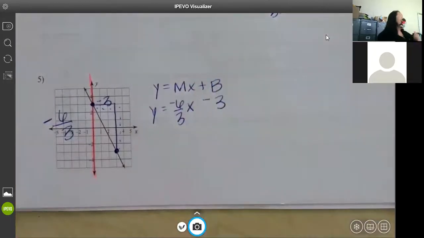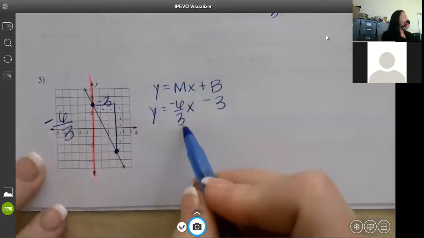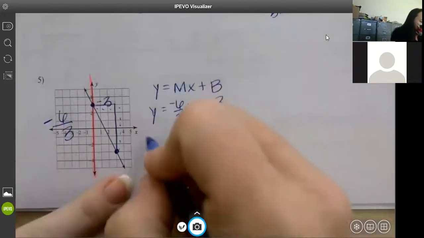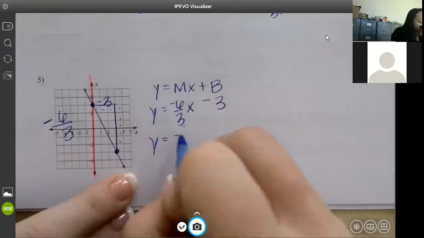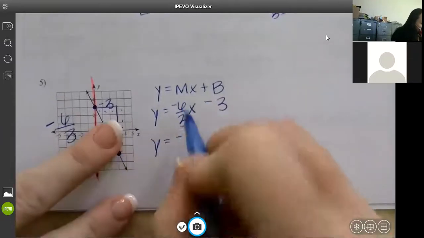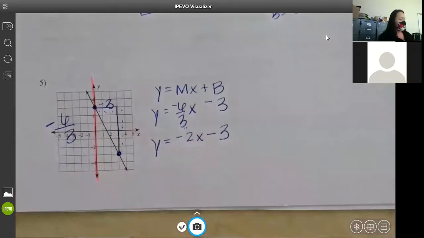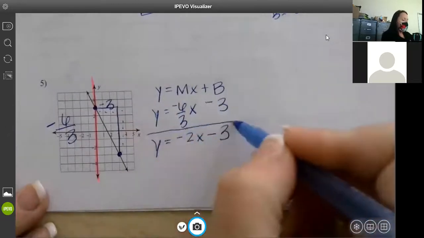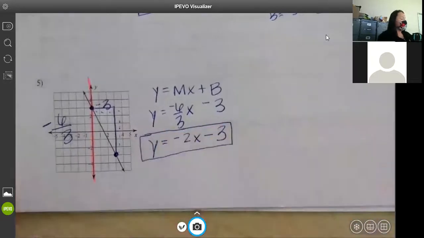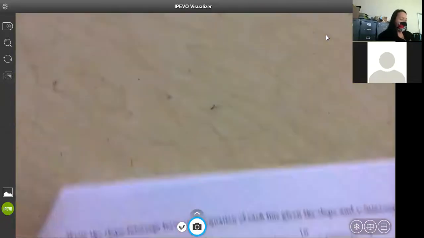All right. It's okay. So now what I had was -6/3, but I told you those will reduce. Edia will take this, but if I reduce it, it'll change into -2x minus 3. Sorry, I should have said -2/1. So it's all the same. I don't care which one you give me. Okay. All right. Look at your next one.